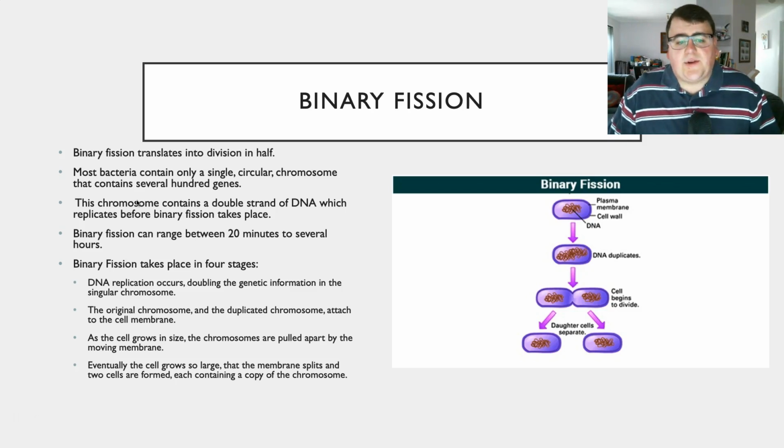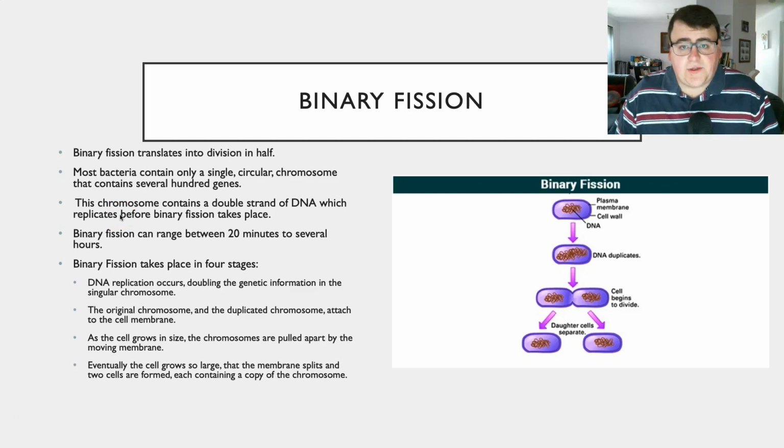That chromosome does still contain double-stranded DNA, and like I said before, it has to replicate before our binary fission can actually take place. Binary fission generally can go between 20 minutes to several hours, depending on how many resources are available to that bacteria when they're going through binary fission. And binary fission occurs in 4 stages, or 4 steps, but it's only really one process known as binary fission.